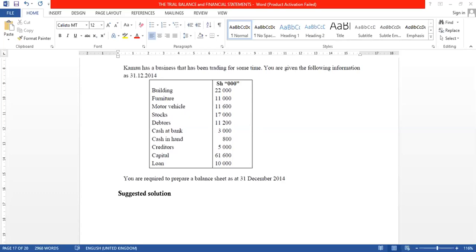Debtors are people who owe us money. They owe the business money. Those are assets. Thank you. Cash at bank. It is an asset, right? Cash in hand is an asset.